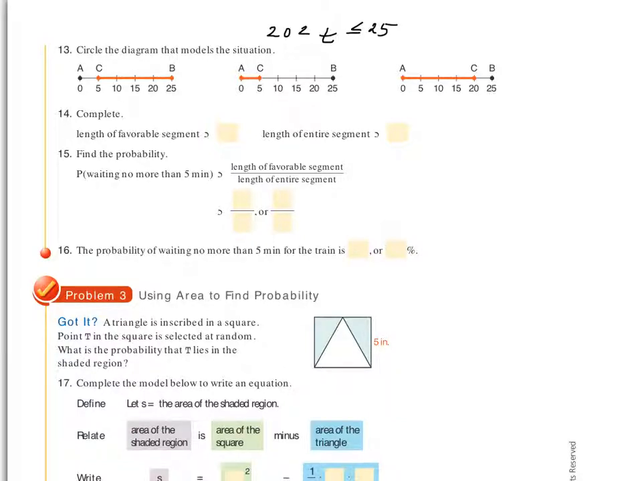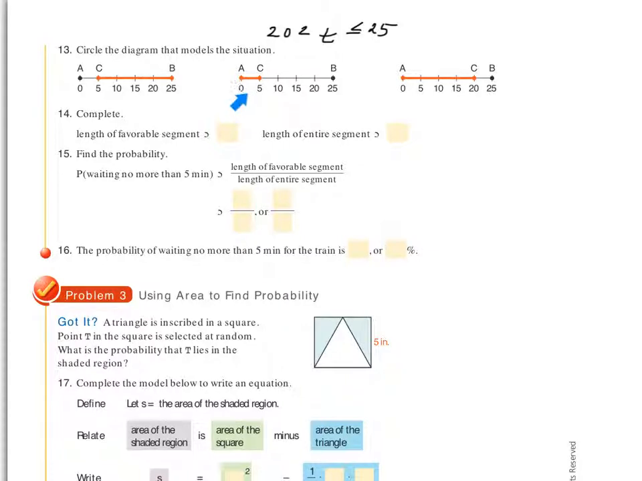Okay, so which of these diagrams represents this right here, from 20 to 25 minutes? Is it this one, or this one? The third one? How? That's from 0 to 20, right? What does the red show? The red is showing your favorable time. Oh, so it would be the second.